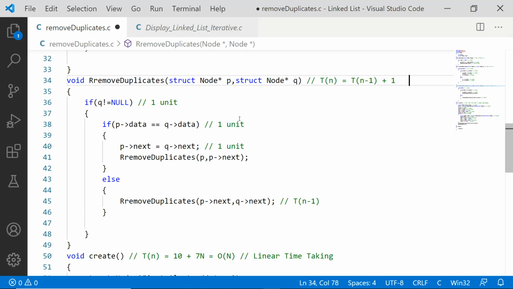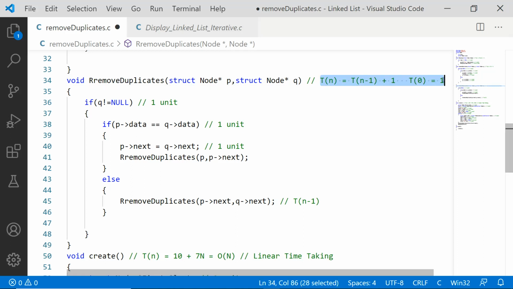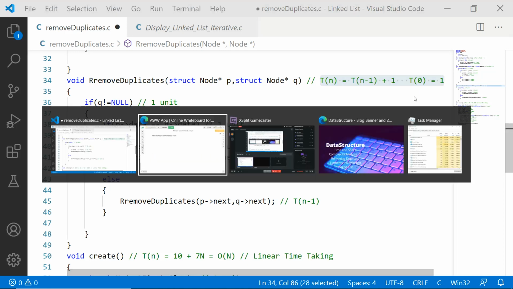And what about the base case? Base case is when there is no node left, when q becomes null, it will be over. When q becomes null, how many nodes will be there? No node will be there thereafter. So T of 0 is the base case. How much time will be taken for it? Only the if condition will be checked, it will not enter, because q becomes null so the condition is false. For checking this condition only 1 unit of time, so T of 0 equals 1. So this is the recurrence relation that we have formed, and we will solve it.